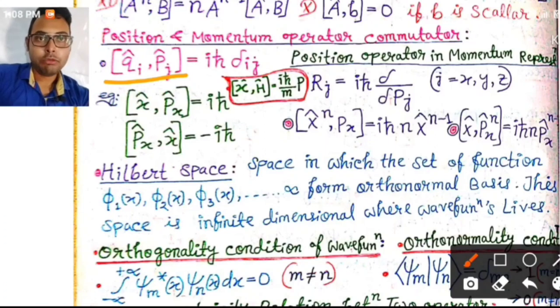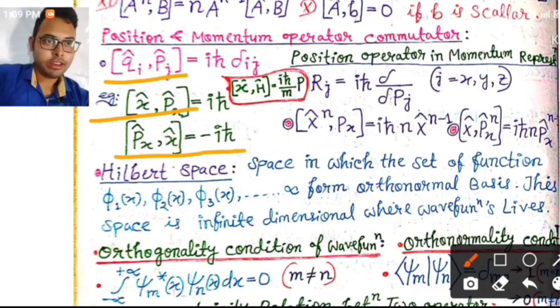Here q_i should be q_i. If q_i is x, then p should be the x component of the momentum, okay. Look here, the value is iħ. If we reverse that, this is the anti-symmetry property, minus iħ, okay.